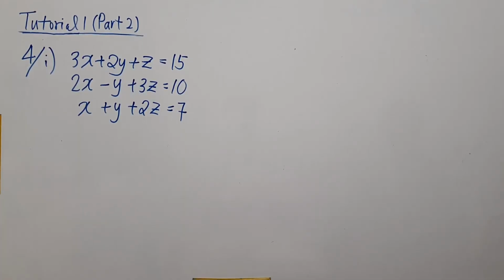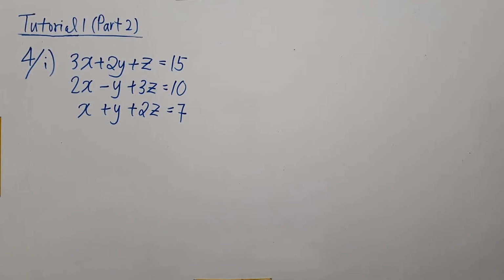Okay, in tutorial 1, part 2, you are now in question 4, part 1. You are given 3 equations of 3 planes. How do we manage 3 equations in a question? If you can recall, the first thing that we want to do is to check if there are parallel planes among them. So how do you check? You check the normal vectors.